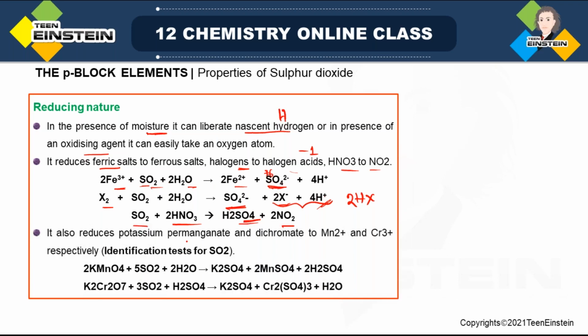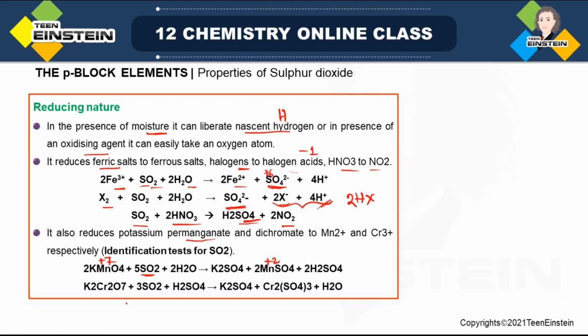It can also reduce potassium permanganate. Potassium permanganate is a very strong oxidizing agent, and dichromate. Dichromate is also a very strong oxidizing agent. In potassium permanganate, oxidation state of manganese is +7, but after reduction with SO2, now the oxidation state is converted to +2. That means from +7 to +2 it is also gain of electron.